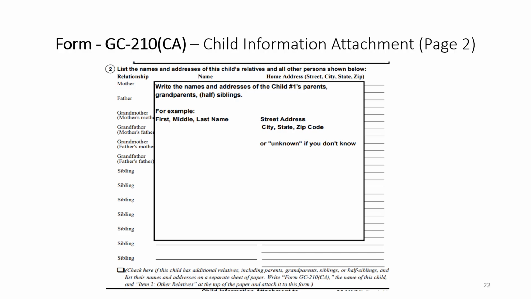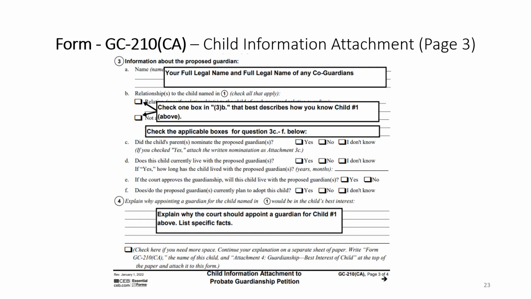On page 3, Item 2, list additional individuals as applicable. In Item 3, answer questions about you, the proposed guardian, and the proposed co-guardian if there is one. In Item 4, explain why it is in the child's best interest to have a guardian. Be as specific as possible in your answer.